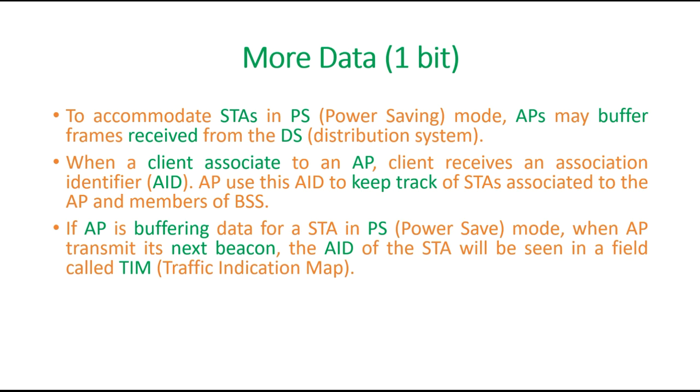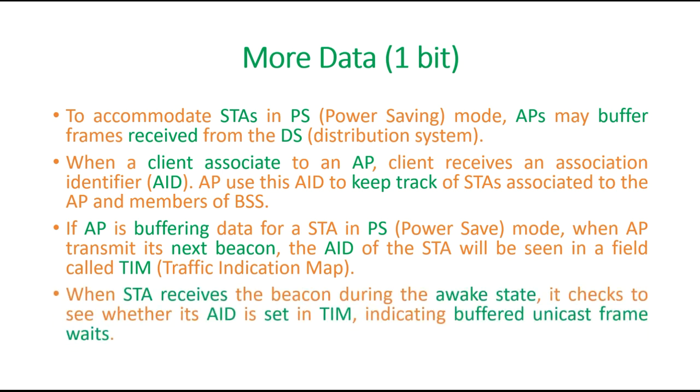If the AP is buffering data for a station in power save mode, when the AP transmits its next beacon, the AID of the station will be seen in a particular field called the TIM, traffic indication map. If the TIM bit is set to 1, it means there is some traffic buffered for that particular station. So when the station wakes up and receives the beacon, it checks whether its AID is set in the TIM, indicating a buffered unicast frame waiting in the access point.